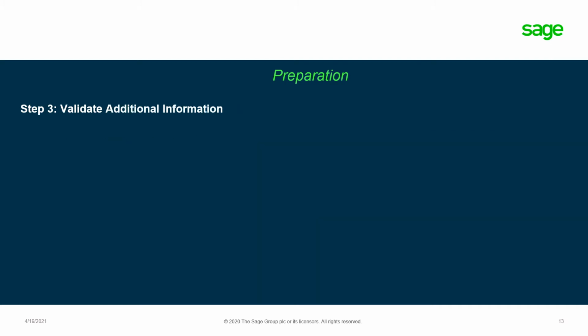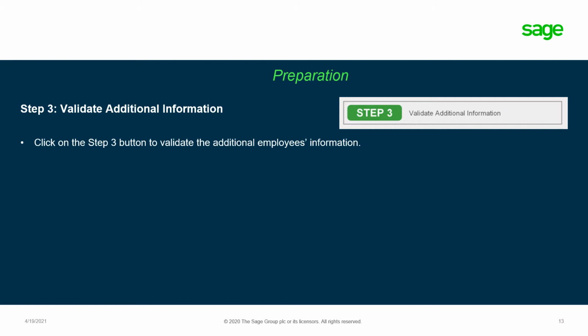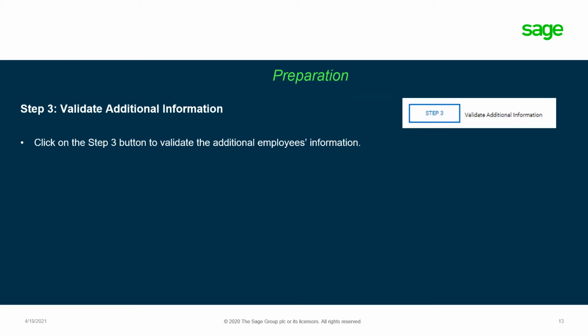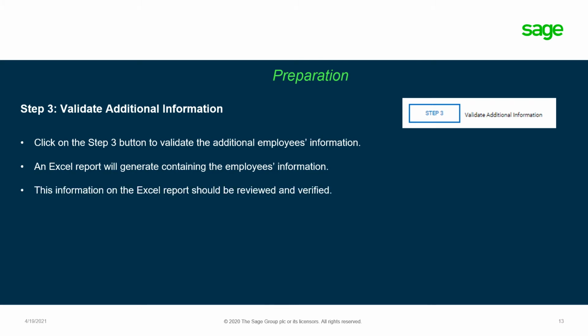Step 3. Validate additional information. Click on the Step 3 button to validate the additional employee's information. An extra report will generate containing the employee's information. This information on the extra report should be reviewed and verified.